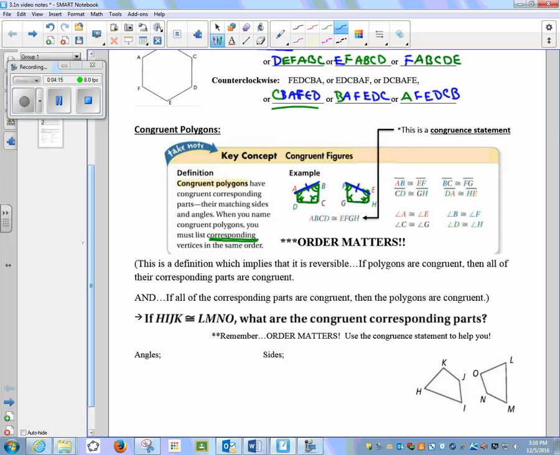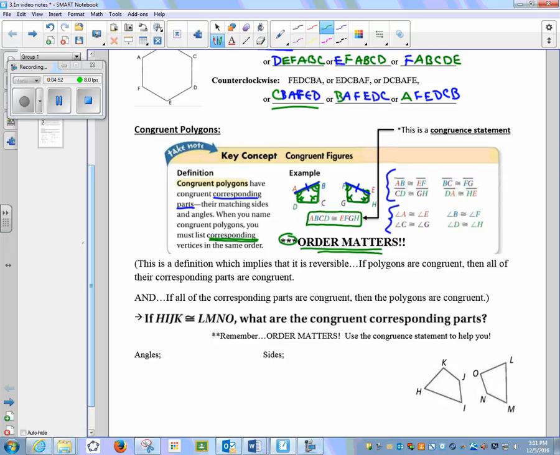So you can see there's a congruent statement here saying that the polygons are congruent, and there's a congruent statement about the sides, and there's congruent statements about the angles. All of them are corresponding parts. Okay, so that's kind of an important word there, corresponding parts. Here's the key. The order matters when you are writing this congruent statement. Order matters.